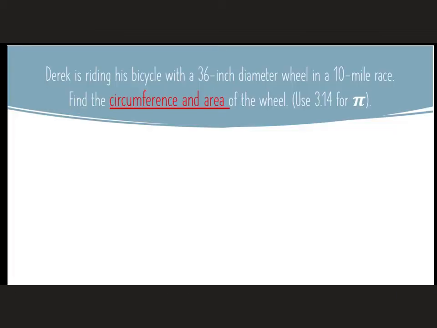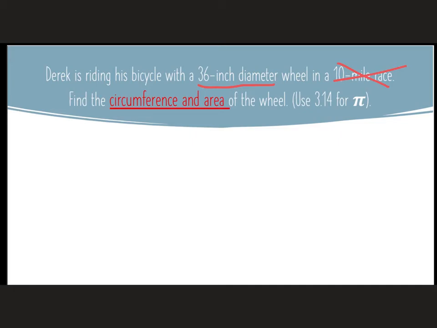Alright, so this first one says Derek is riding his bicycle with a 36-inch diameter wheel. So that's going to be an important number for us. He's riding it in a 10-mile race. They want us to find the circumference and the area of the wheel. So really that 10 miles means nothing for us. Okay, that doesn't play a role in finding circumference and area.